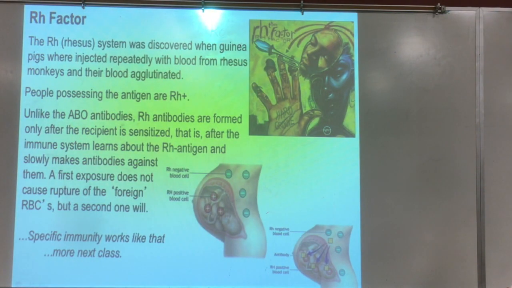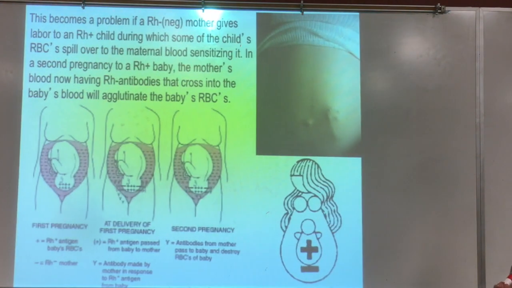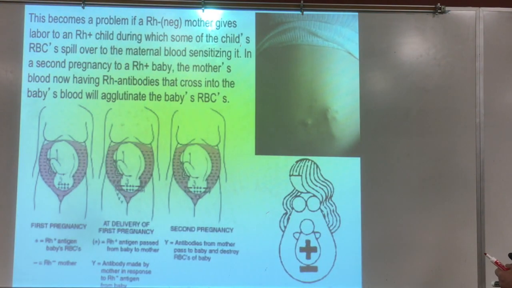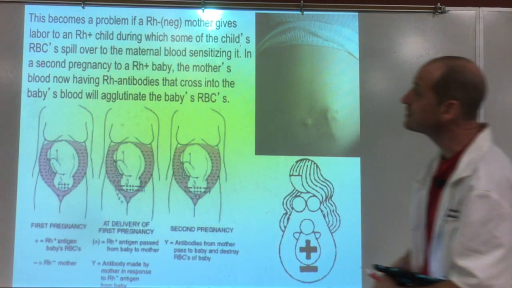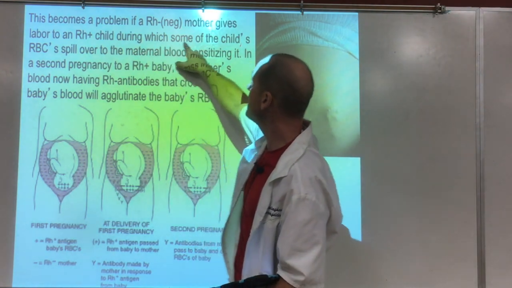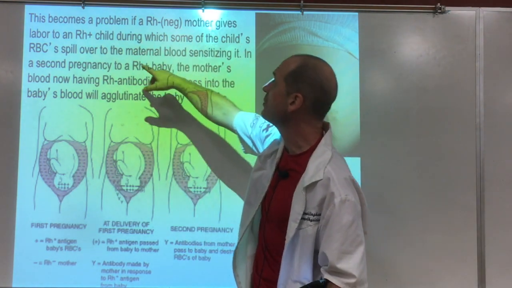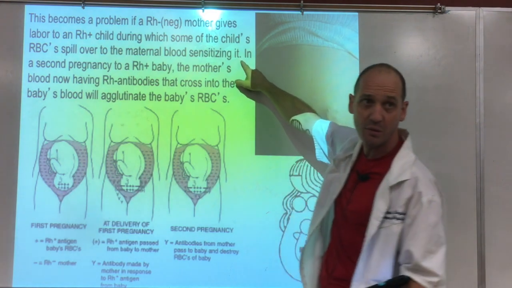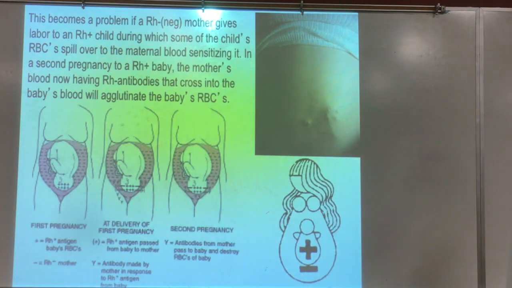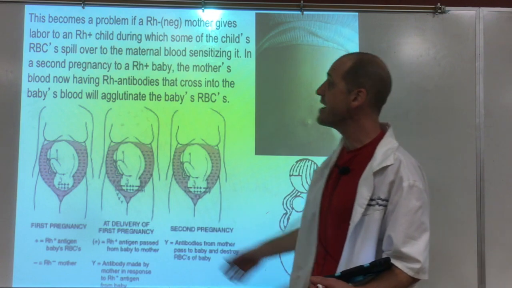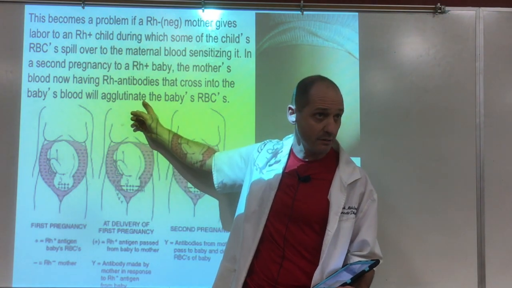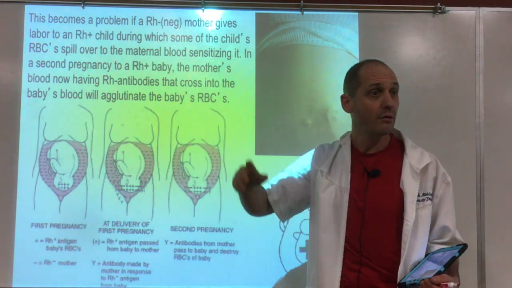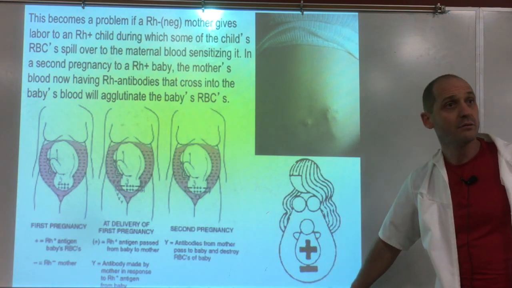So this becomes a problem when a mother gives birth to an Rh positive child. She's negative, and some of the child's RBCs spill over to the maternal blood, sensitizing the blood. In a second pregnancy with an Rh positive baby, the mother's blood, now having antibodies, crosses into the blood of the baby, and then the blood of the baby will agglutinate. That's not good.